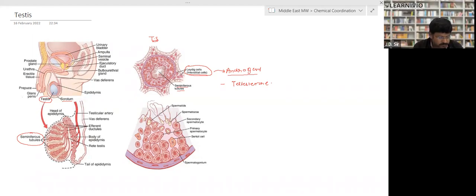Sir, can you repeat from male hormones? Male sex hormones. Various male sex hormones called androgens. Full stop. The principal androgen is testosterone. Full stop.